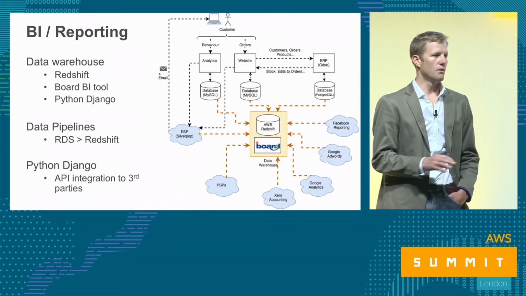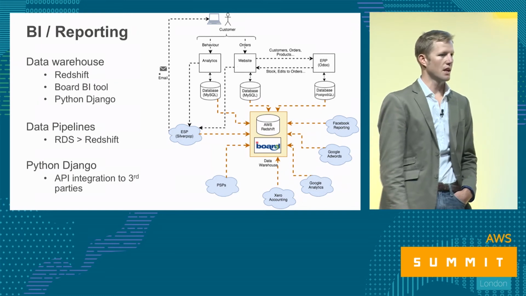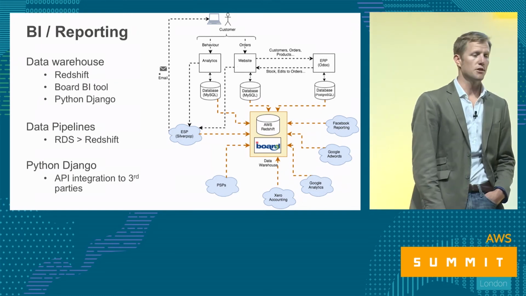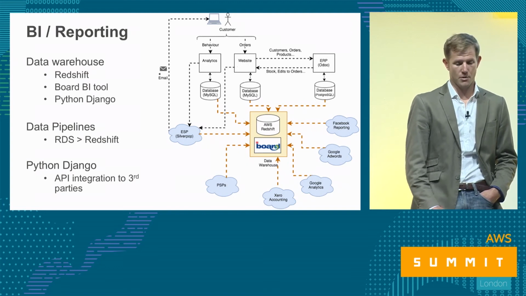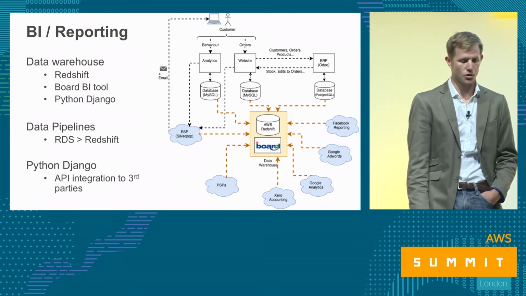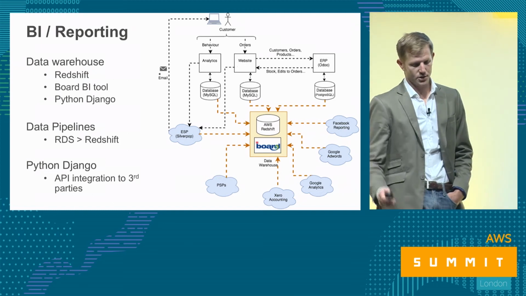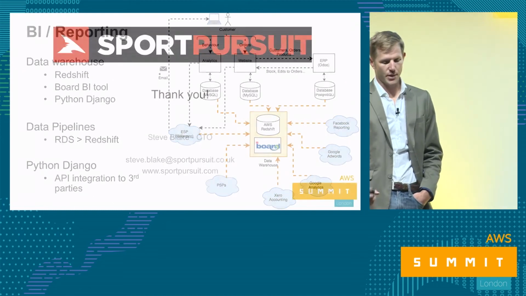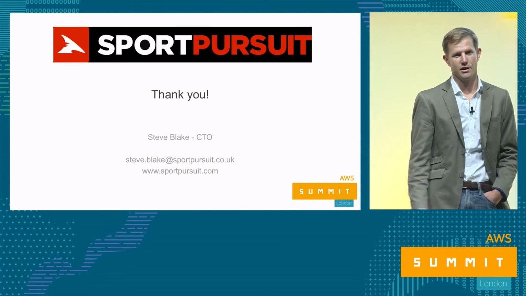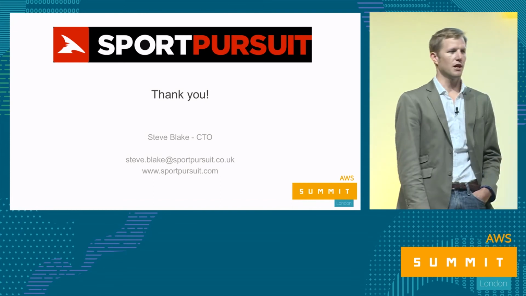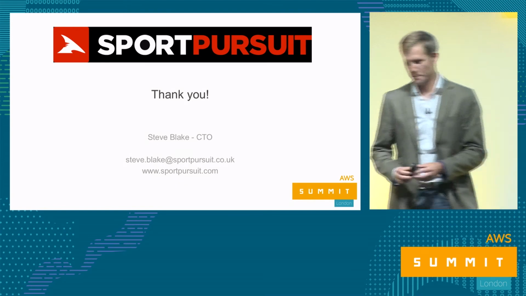To do the moving and shifting of data within AWS, we're using the AWS Data Pipeline service, which is really easy to set up, and it's quite a useful tool. But that's about it from me. Generally, a great experience with RDS, and I'm around here for the rest of the day if you do want to chat to me. Thank you.